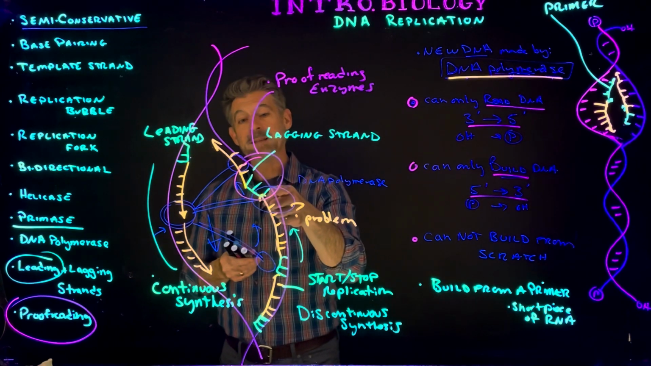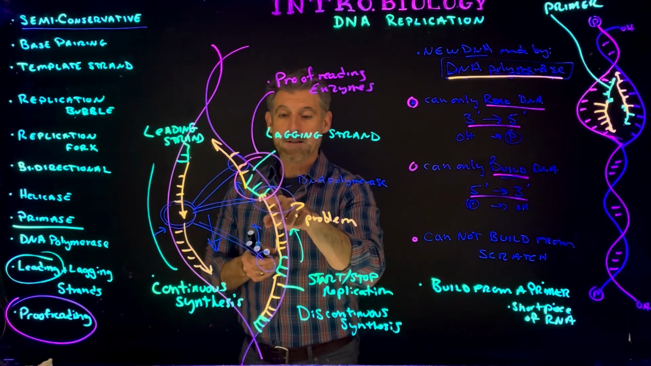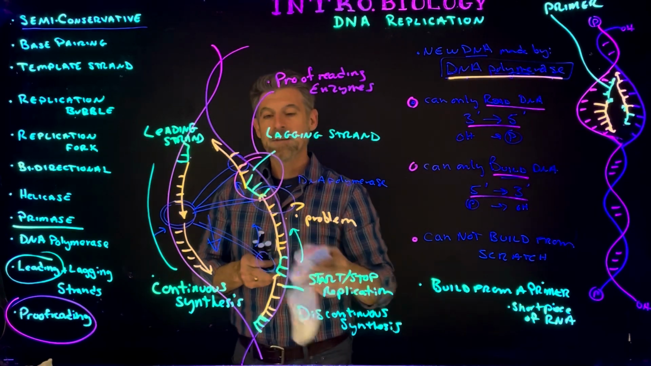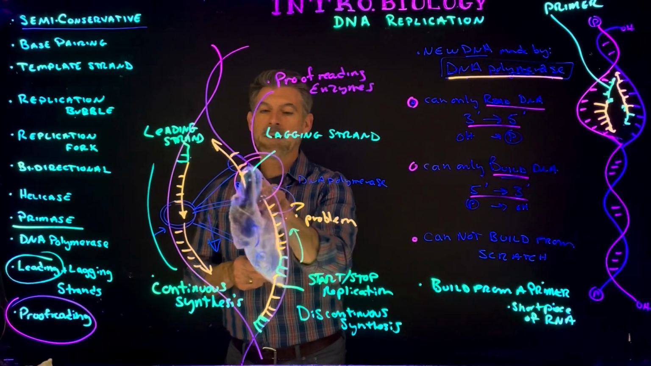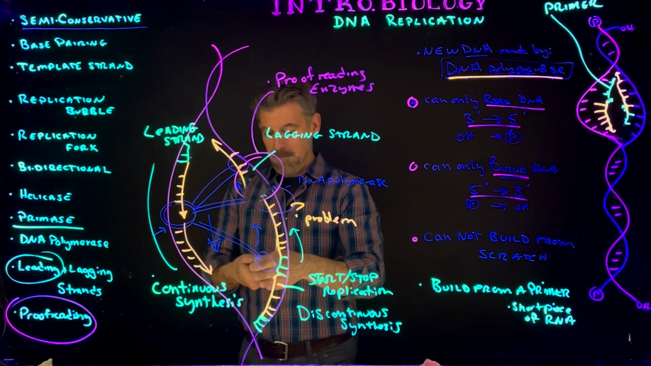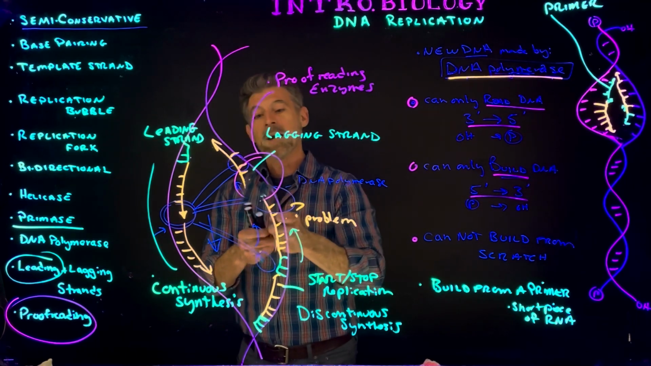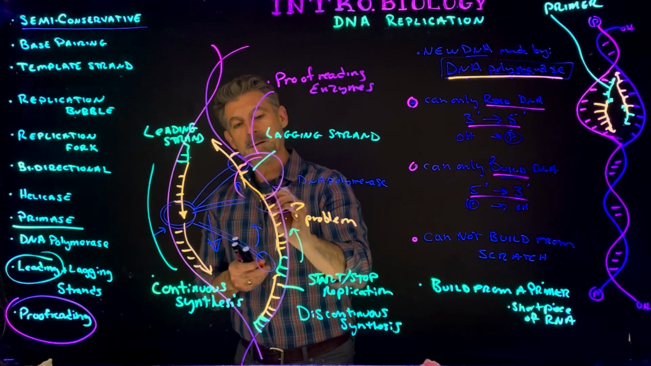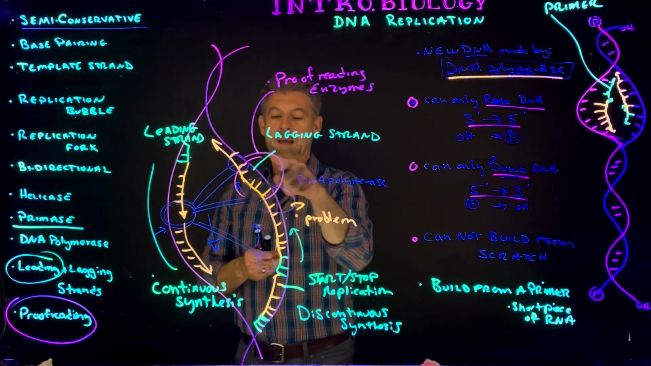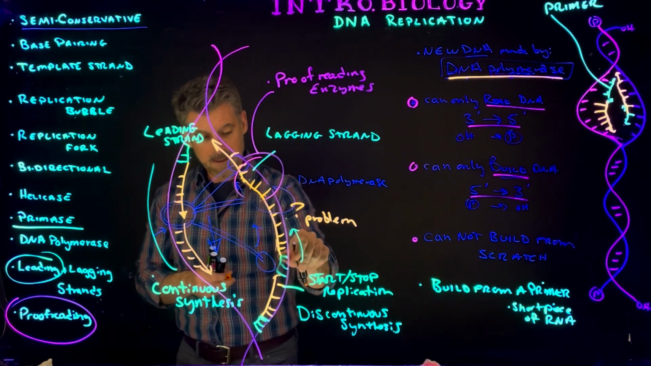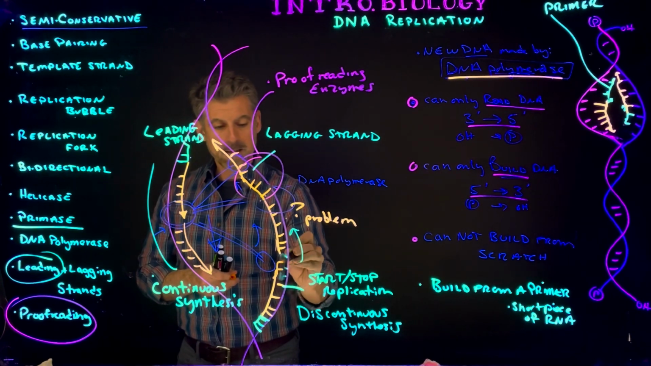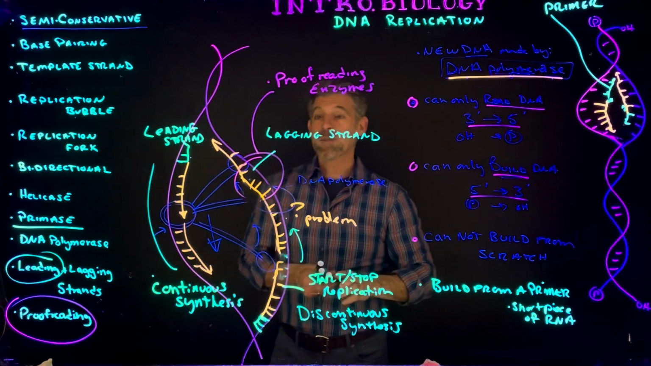When this proofreading enzyme gets to the primers, it's going to say, this is not even DNA. This is RNA. So we are going to cut this out. So the proofreading enzyme will cut out those primers and then add in DNA nucleotides. So it'll kind of come back, cut out this primer, add in DNA nucleotides, and so on.